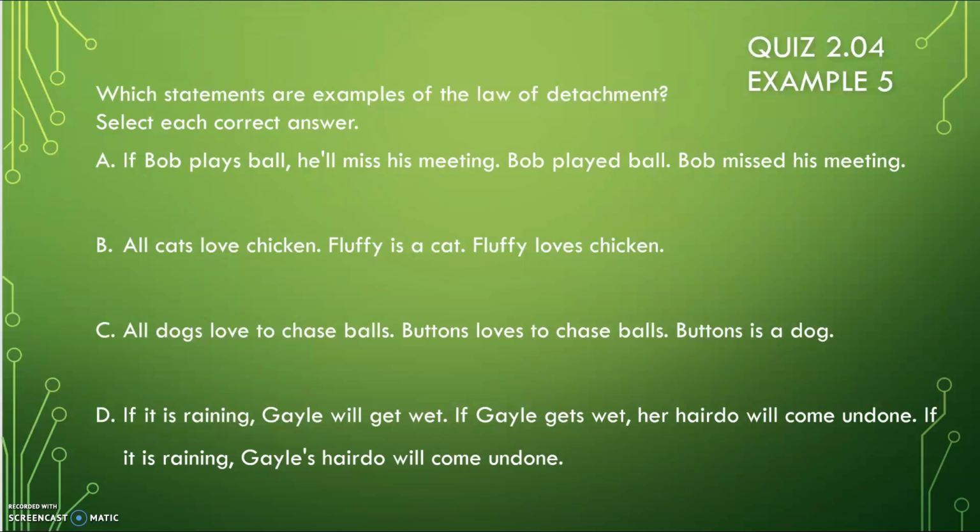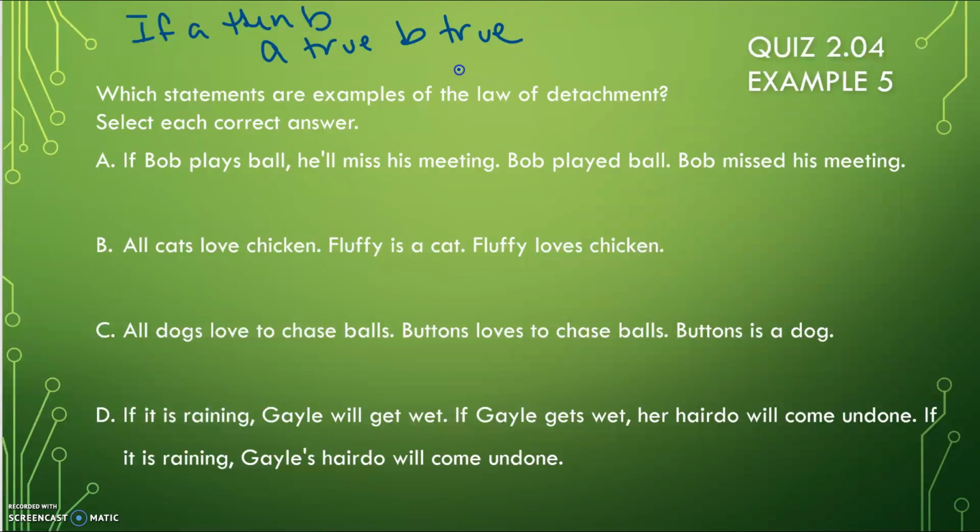This is quiz 2.04, reasoning part 3, example 5. Which statements are examples of the law of detachment? Law of detachment is if A, then B. A true, B true.